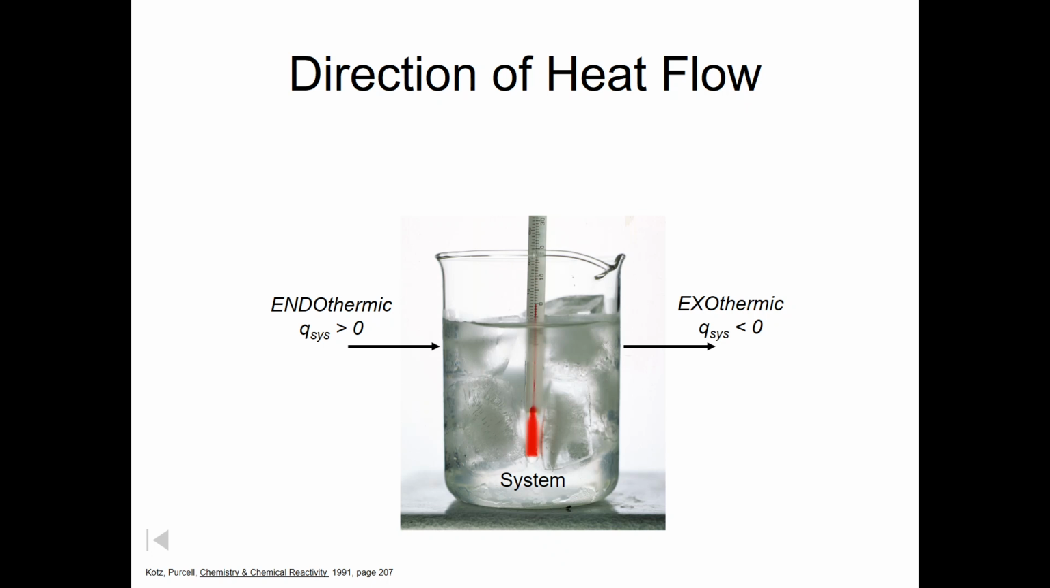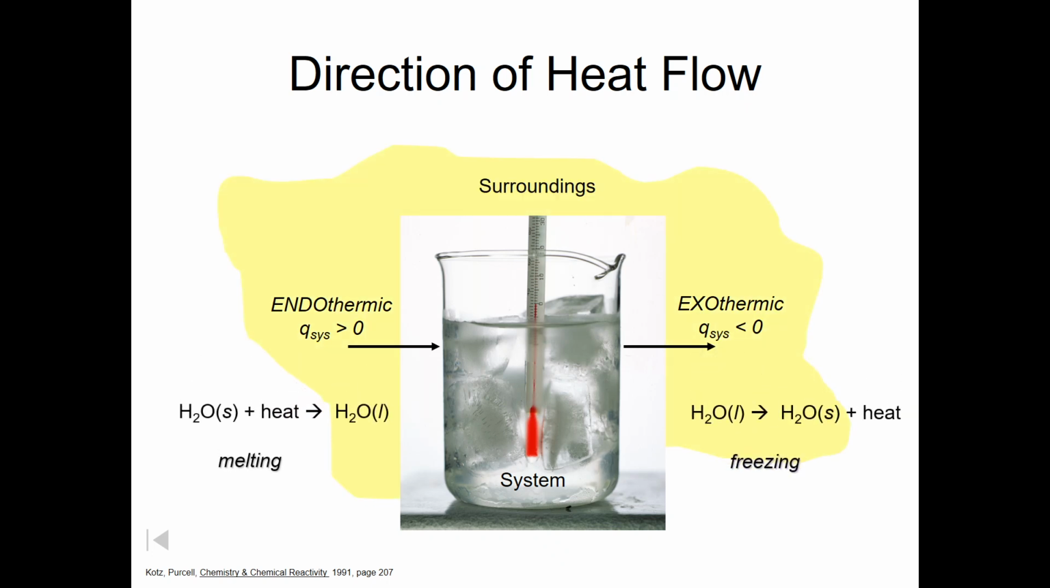You don't have to write this down. I would write this instead: the direction of heat flow. Heat always flows from hot to cold. So in the case of melting, heat would be flowing into the system. In the case of freezing, heat would be leaving the system.